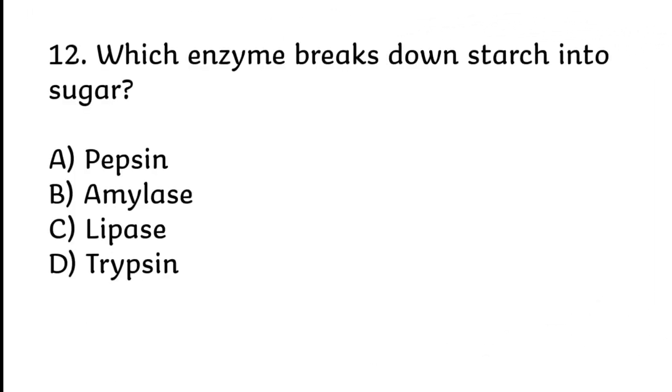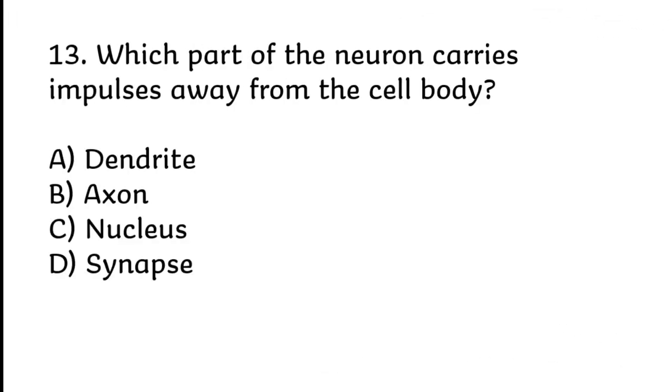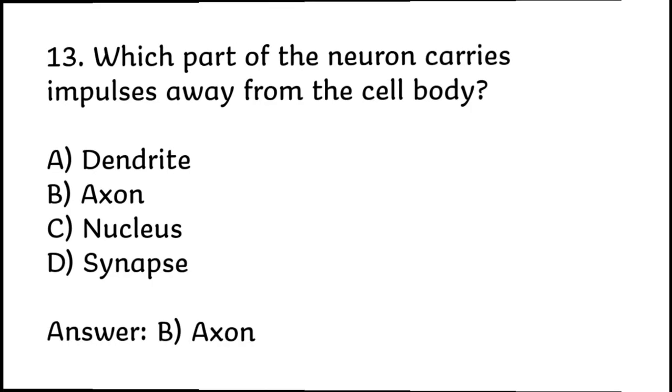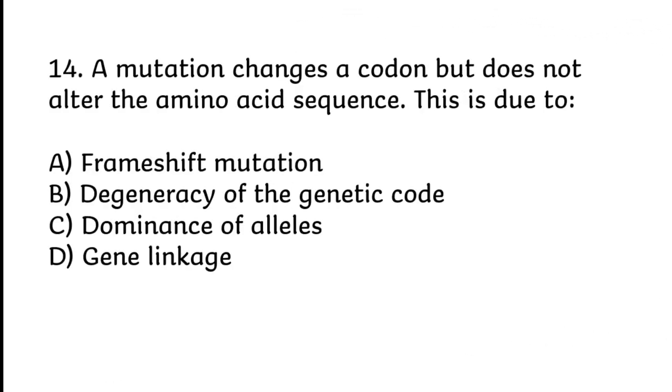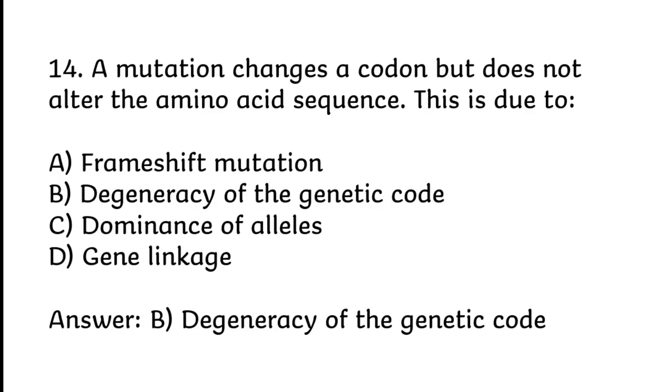Which enzyme breaks down starch into sugar? Correct answer is amylase. Which part of the neuron carries impulses away from the cell body? Correct answer is axon. A mutation changes a codon but does not alter the amino acid sequence. This is due to. Correct answer is degeneracy of the genetic code.